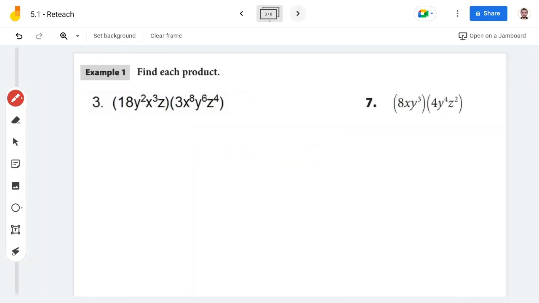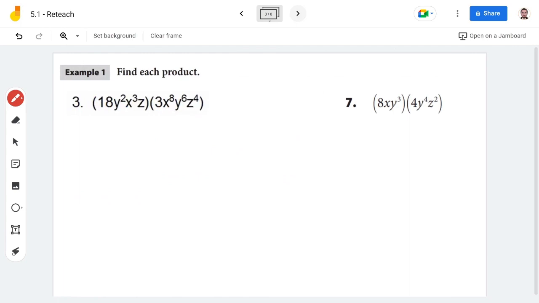See how easy it is? Let's take two more examples. Have a look at this one. We have 18 and 3, so 18 times 3. Then we have y squared with y to the power of 6, so y squared times y to the power of 6. Then x to the power of 3 times x to the power of 8. The last one, we have z times z to the power of 4.